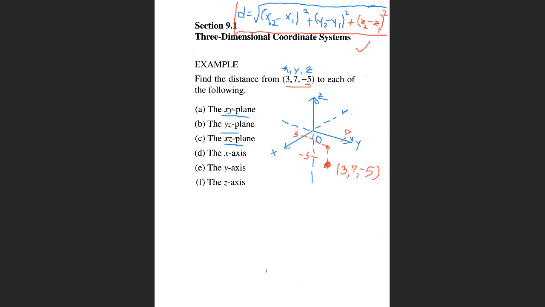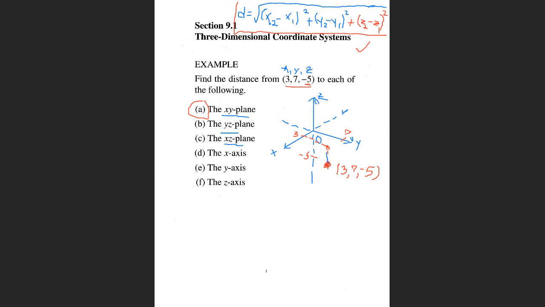So, I see that (3, 7, -5) is located in that lower octant. And I want to find the distance from (3, 7, -5) to the xy plane. Okay, so that distance, based on the picture, can you highlight that distance? Can maybe somebody write on the picture to illustrate what that distance is? The distance for part A here, the distance from (3, 7, -5) to the xy plane.